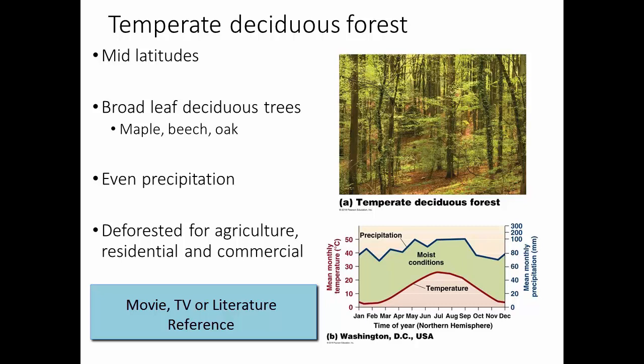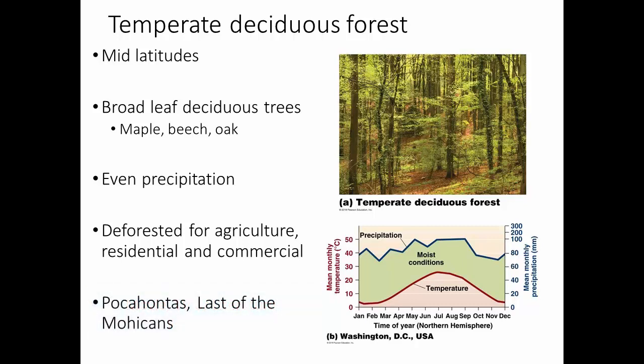To help you picture in your mind what each biome looks like and give you some reference, I'll provide a TV, movie, or other entertainment reference for each biome. Because we see temperate deciduous forest in the east and northeast of the U.S., when you think of a temperate deciduous forest, you might picture movies like The Patriot, The Crucible, Pocahontas, and books like The Scarlet Letter and The Last of the Mohicans.